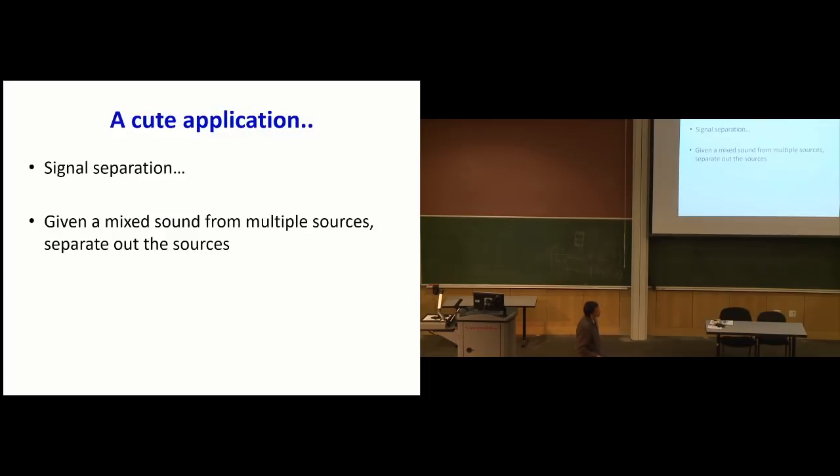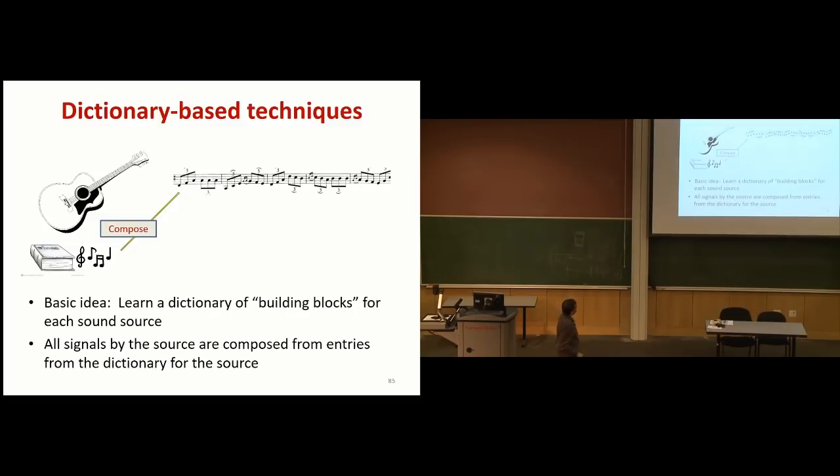And now having shown this, I'm going to spend a few minutes showing you a very cute little application of how I can put this to use. I'm going to try to separate mixed up sounds, right? The idea is, given a mixed sound from multiple sources, I'm going to try to separate out the sources. I'm going to use something called a dictionary-based approach, where the basic idea is to learn a dictionary of building blocks for each sound source. So let's say somebody is playing a guitar and somebody is playing the drums side by side, and I got a recording which includes the guitar and the drums. I want to separate out the guitar from the drums, right?